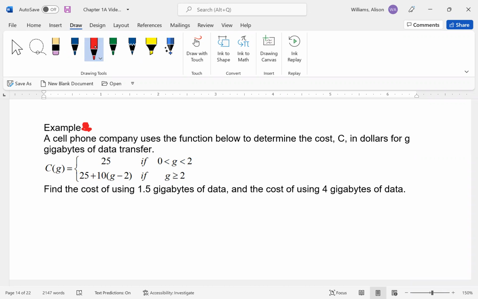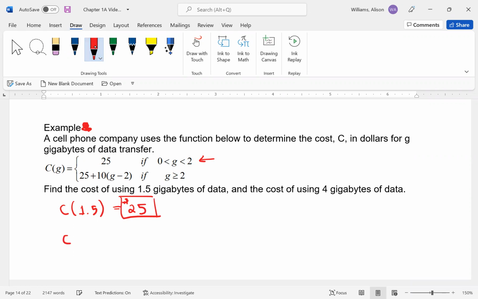Let's find the cost using 1.5 gigabytes of data, and then the cost using 4. So they're asking us to find 2 values for G. So the first one is 1.5. So I'm going to plug 1.5 in. And that means I'm going to use the first equation because that's when G is between 0 and 2, right? 1.5 is between 0 and 2. So it would cost $25. Done. All right, that was easy.